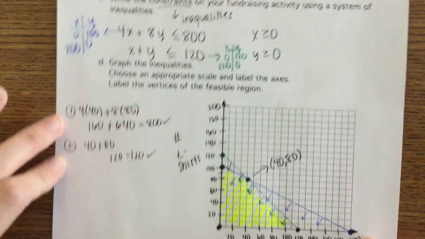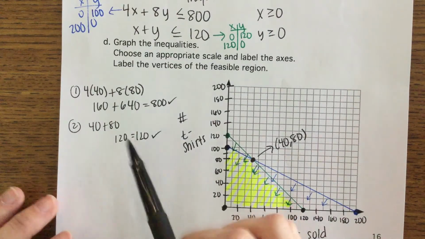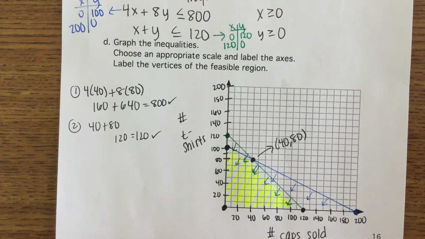That works. But again, what happens if I didn't know that that was the correct point? So what happened if this didn't work out? How could I find the point besides regraphing?